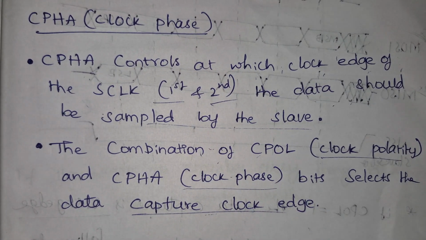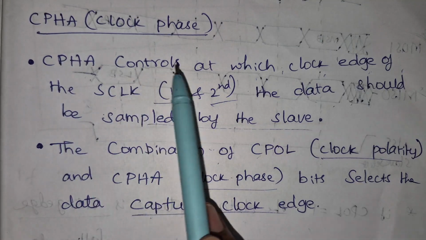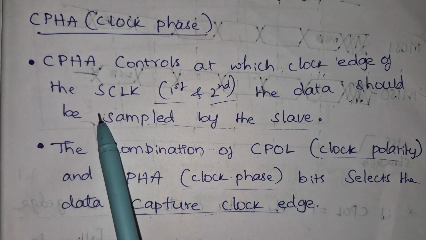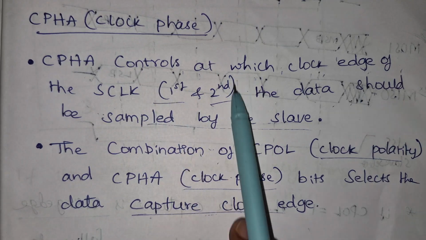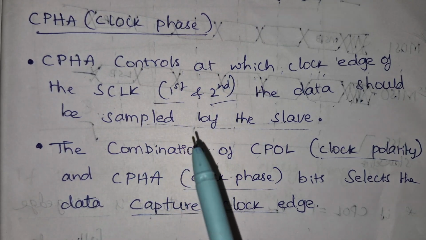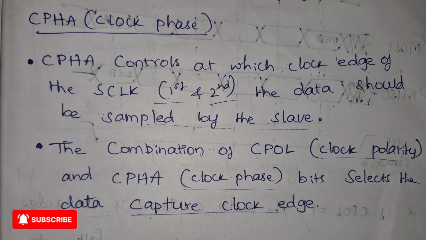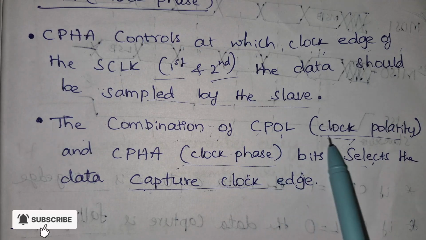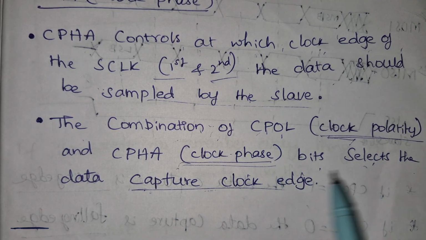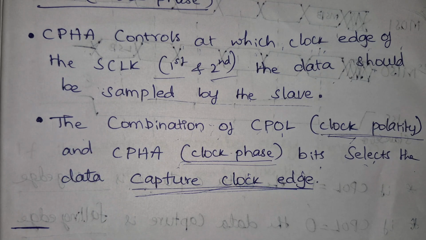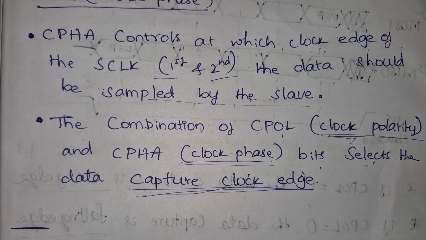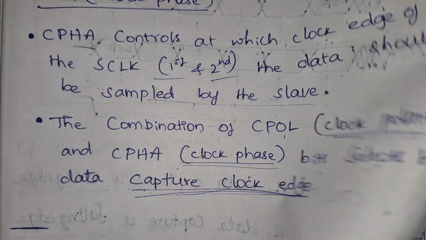And clock phase. Clock phase controls at what edge of the clock the data should be sampled, means at the rising edge or the falling edge. The combination of clock polarity and clock phase bits selects the capture clock edge, means where the master and slave capture the data. Wait a second, I will draw one more diagram for you.